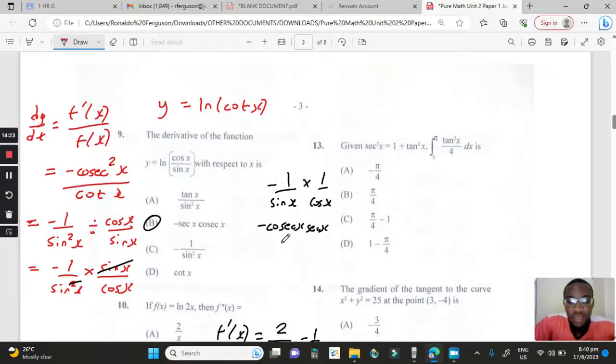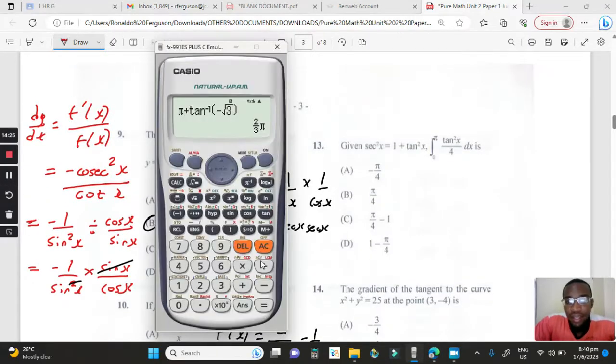For a question like this, just put it in a calculator. At the end of the day, you're trying to be very time efficient. That's why we buy these calculators. So we'll get the integral from 0 to pi of a fraction. This is now tan x, close the bracket. Tan x is being squared, over 4.